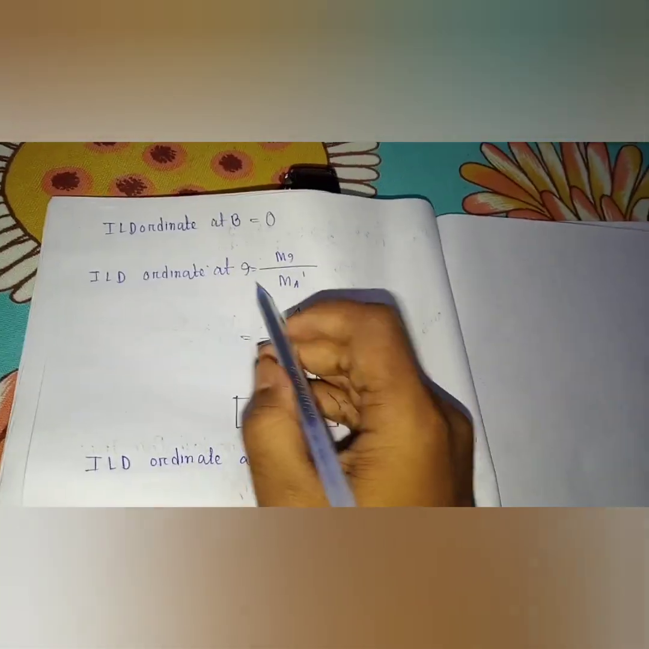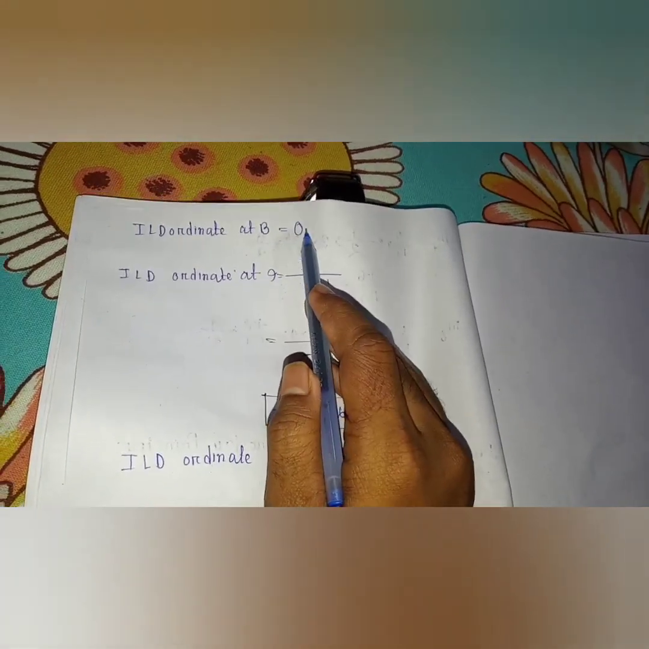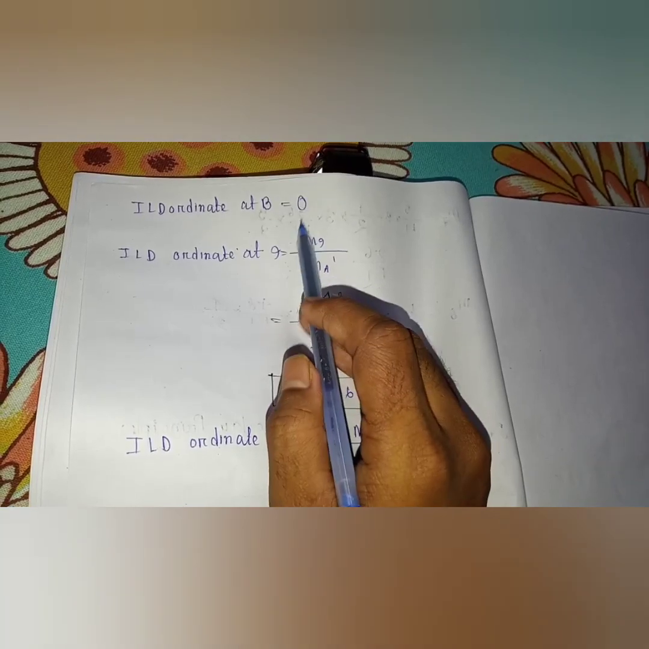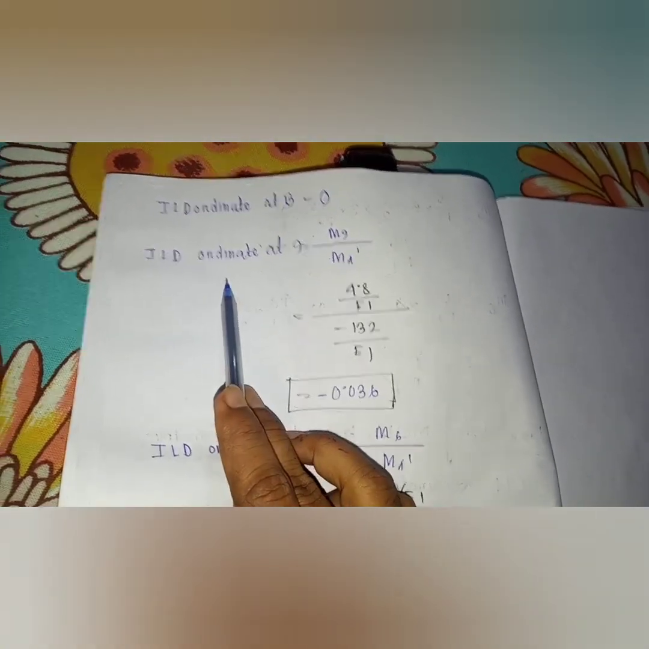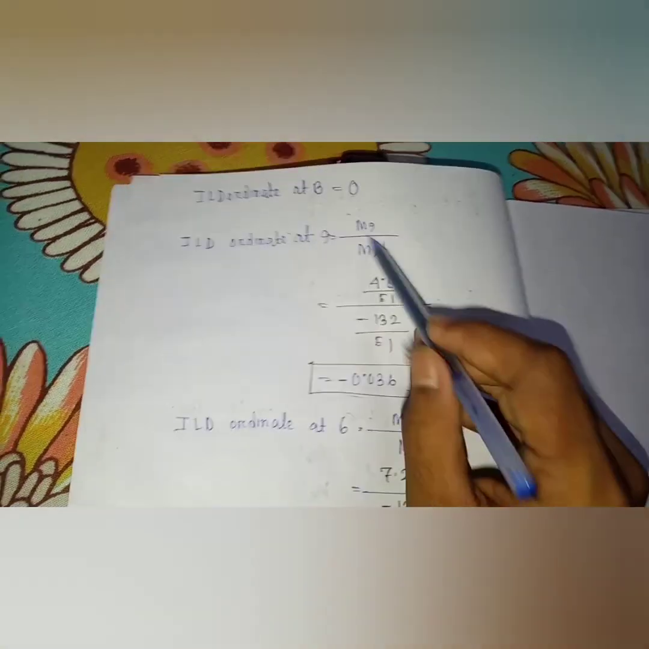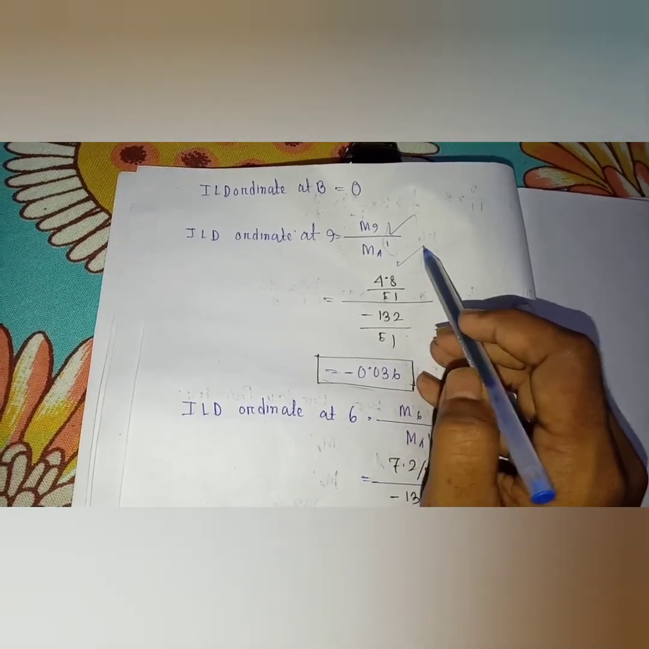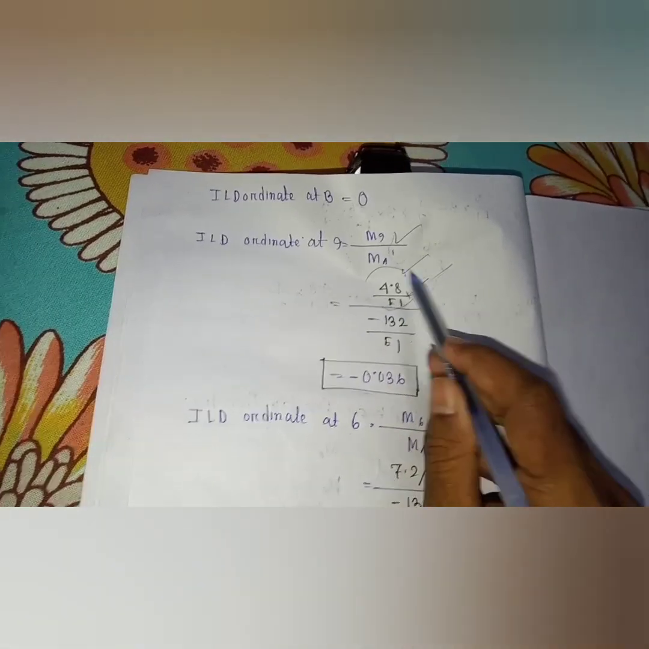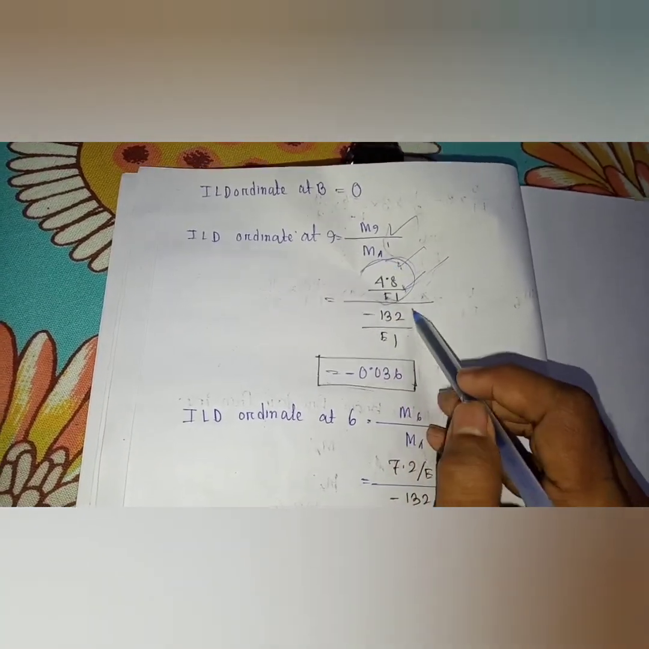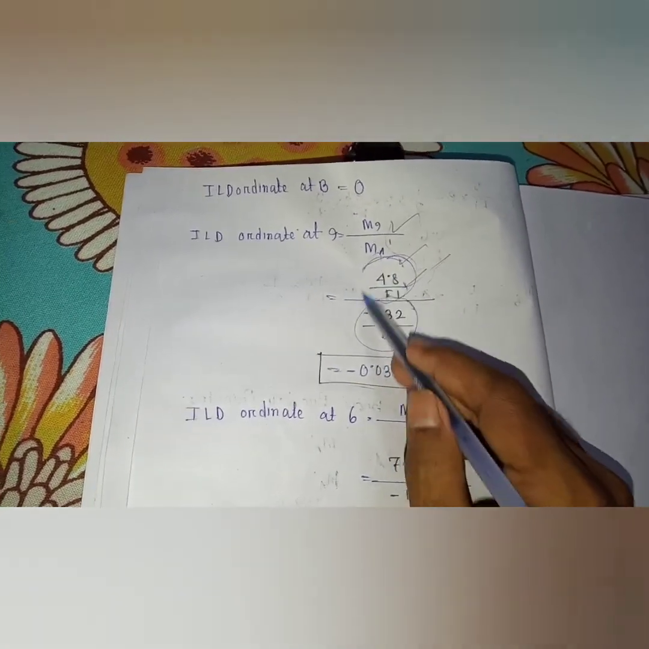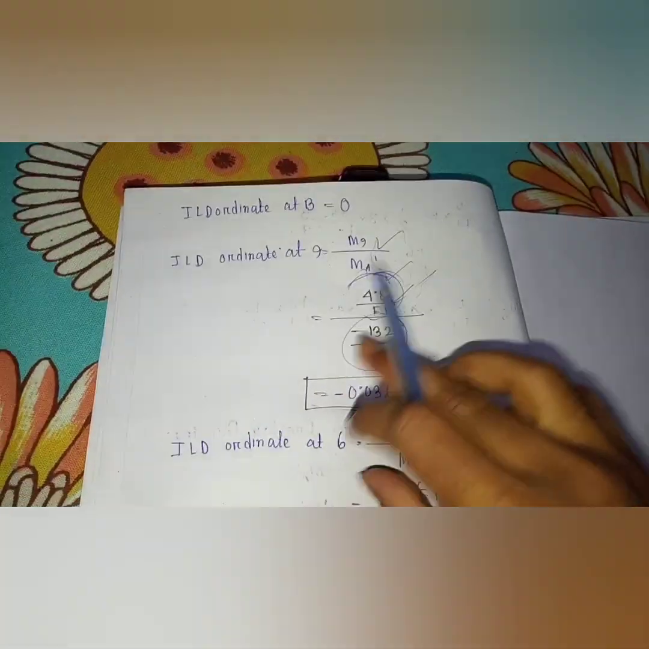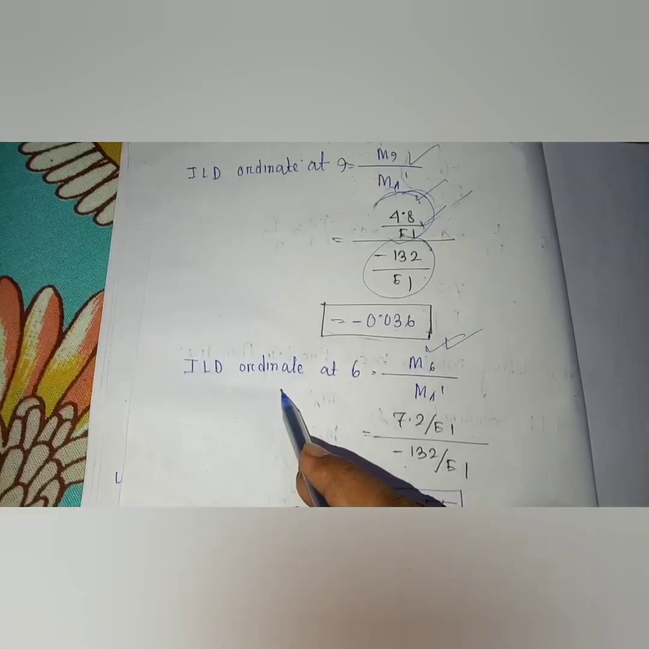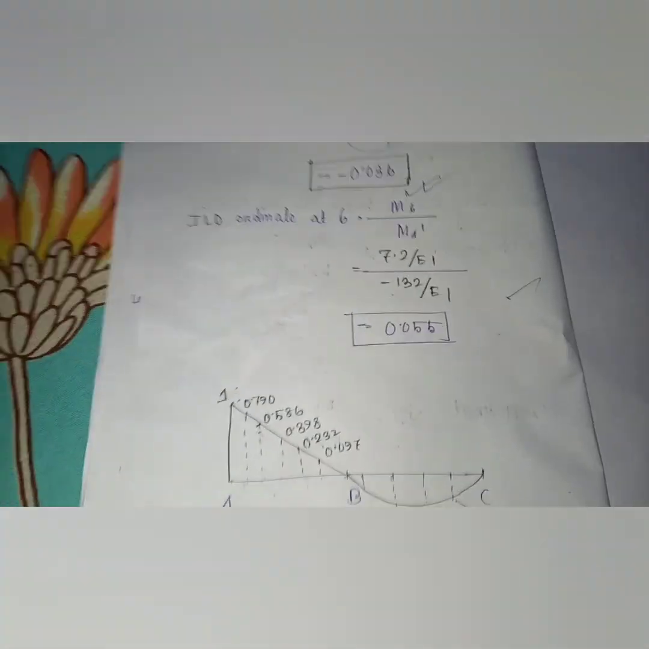ILD ordinate at B equals 0, because the moment was 0 at section B. We have seen it earlier. ILD ordinate at 9, we know how we'll find it. M9 divided by MA prime. M9 we'll put it here as it is a positive value, 4.8 divided by EI, but MA prime is negative. That means this value comes negative, means it will be negative after B, right? ILD ordinate 6, we can find this.